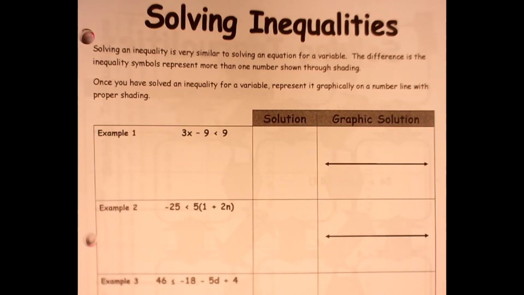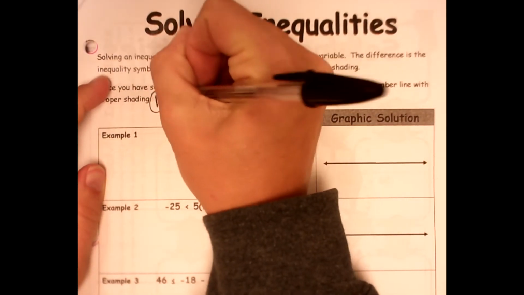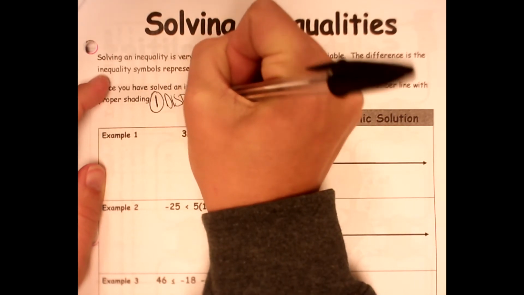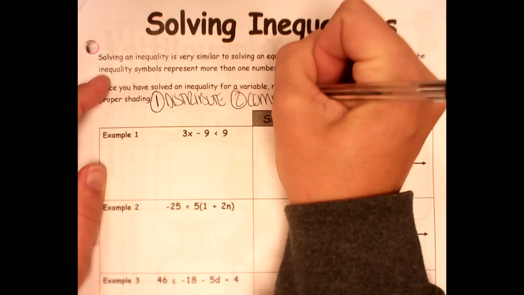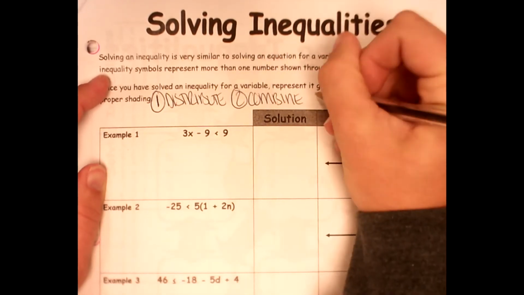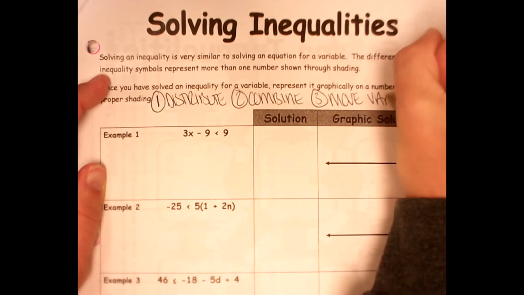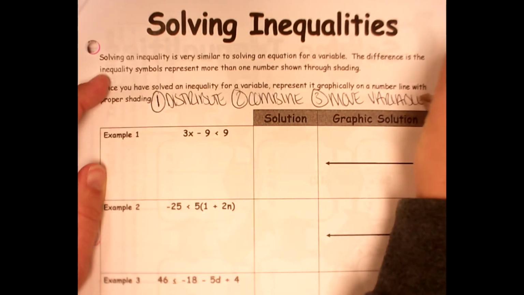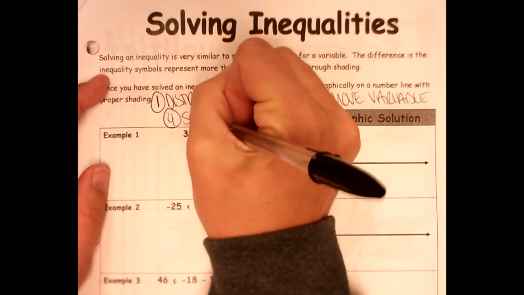Today, we're going to look at solving inequalities. So when you solve an inequality, it's the same as when you solve an equation. Your steps are the same. Step 1 is you'll distribute if necessary. Step 2, you'll combine like terms. Step 3, you'll move the variable. And then step 4 is you solve.